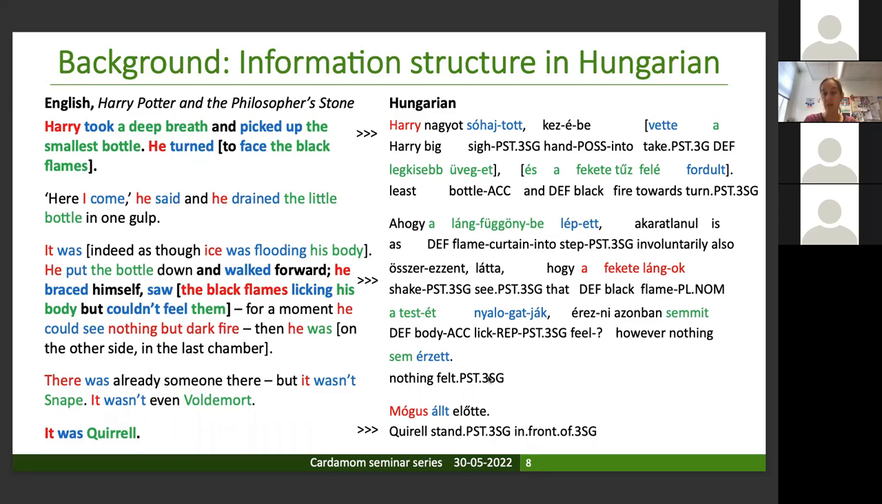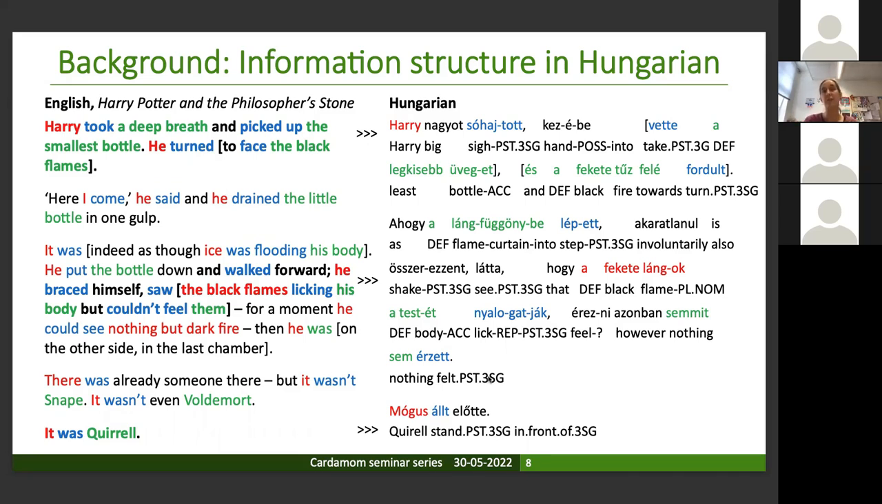Glancing at the English original, we see a lot of subjects. They are coded in red. Many of these are pronominal. These red elements are typically followed by verbs, which are in blue. And then we have objects of different types that follow the verb, in green. And at the end of the fragment, we see several constructions that English uses to manage information, like the existential predicate "there was" and the "it was" construction in the last sentence.